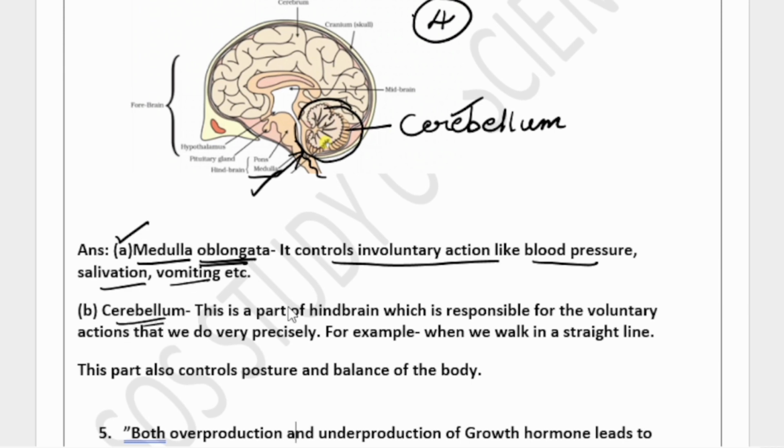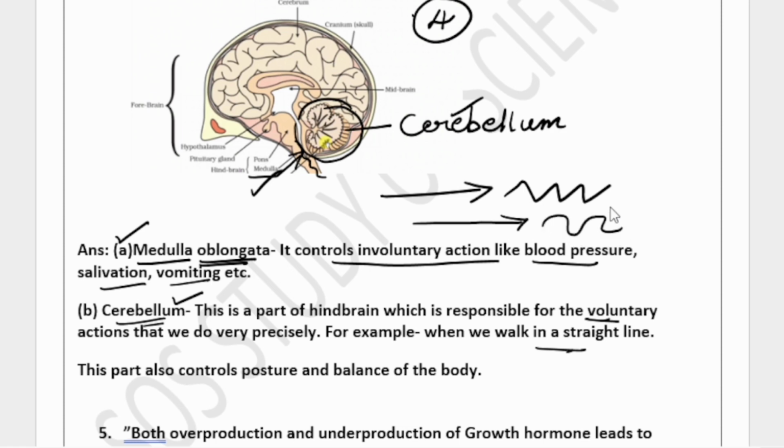Followed by cerebellum. Again, as I told you, it is present in the hindbrain, and this is responsible for voluntary actions, my dear students. What are some of the voluntary actions which are controlled by cerebellum? For example, walking in a straight line. Whether you want to walk in a straight line or walk zigzag, this will be under your control. And whether you want to sit straight, so your body posture, or if you are cycling, whether you want to cycle in a straight manner or go like this, all these are under your control, and these kinds of functions are controlled by cerebellum.